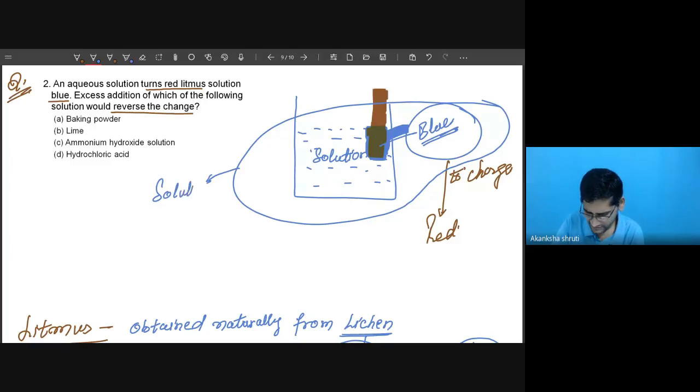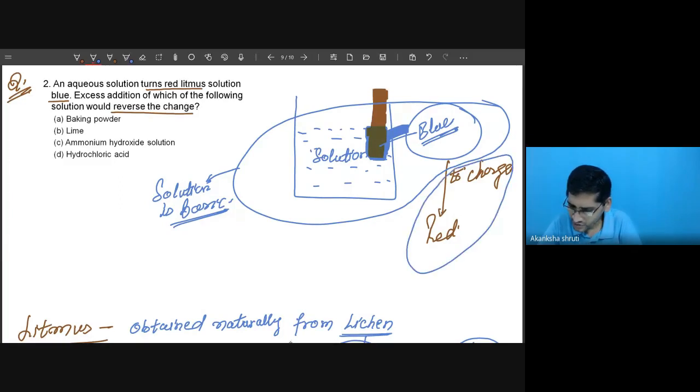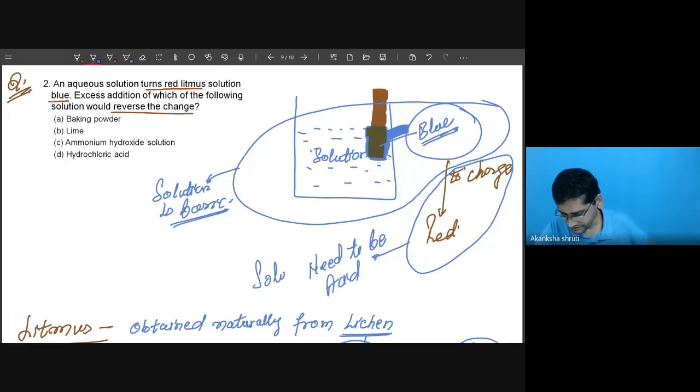Solution is basic, whatever may be. Now we want to change it into red. How to change this base into red? It means it needs to be acidic. What is the need? The solution needs to be acidic. It simply means that.